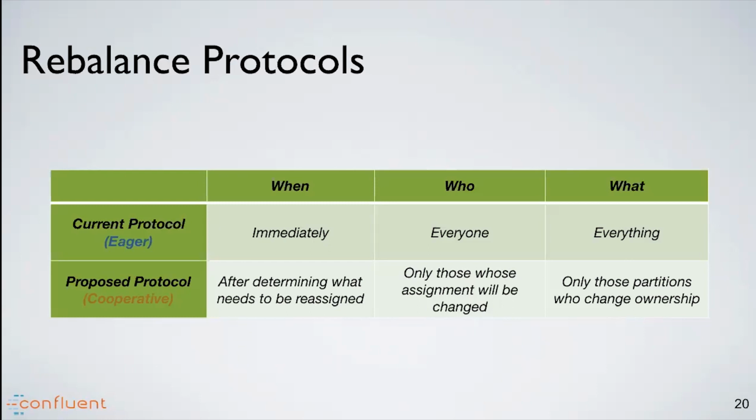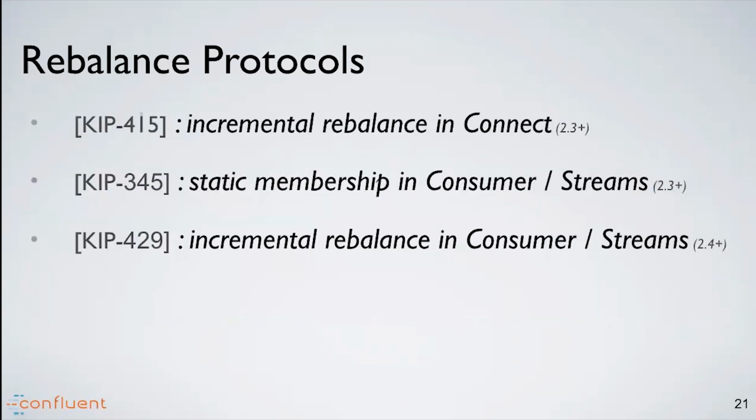So this is our proposed protocol, which we call the Incremental Cooperative Protocol. And this has actually been addressed in a number of KIPs. Just briefly, it's broken up into Connect and the consumer and Streams, which is built on top of the consumer. I'll refer you to KIP 415 or the Kafka Summit SF talk for the details on the Connect incremental rebalancing. And then KIP 345, static membership, addresses the when. It helps prevent needless rebalances in the case of a member that briefly leaves and then immediately comes back. There was a previous Meetup talk on that, which I'll refer you to.